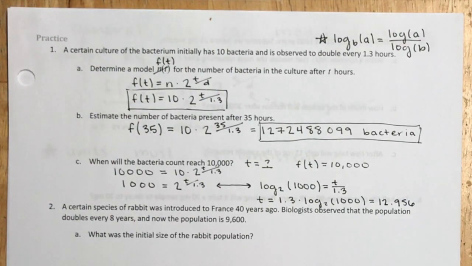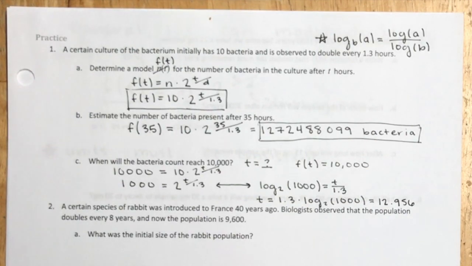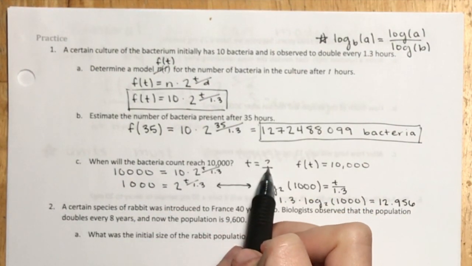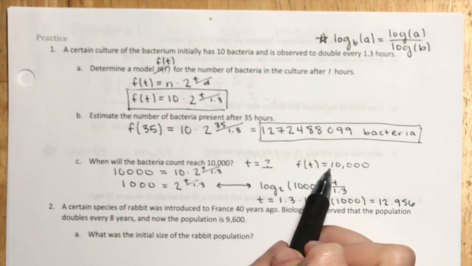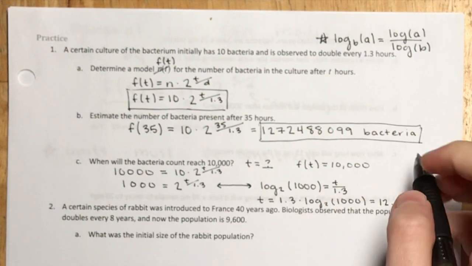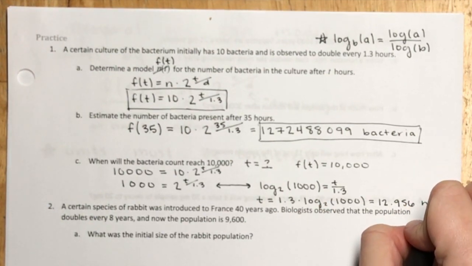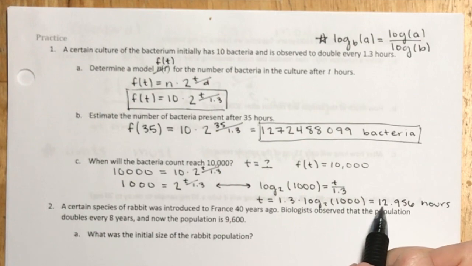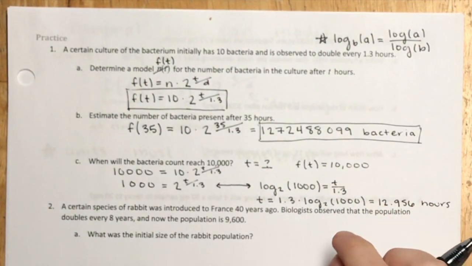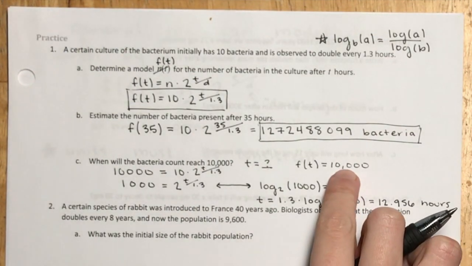And what does this represent here? Again, it's really important for us to always be thinking about what everything is representing. 12.956, what is that? Well, what were we looking for? We were looking for the time that F of T was equal to 10,000. So this is our T value, so it's hours. What this means is that it's going to take approximately 12.956 hours for the number of bacteria to reach 10,000.